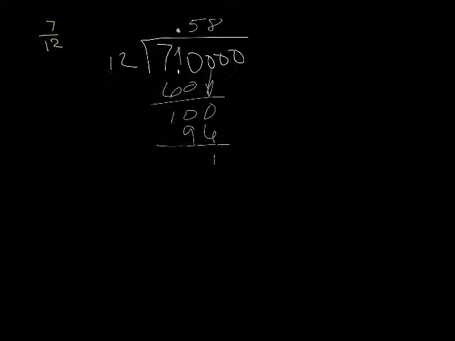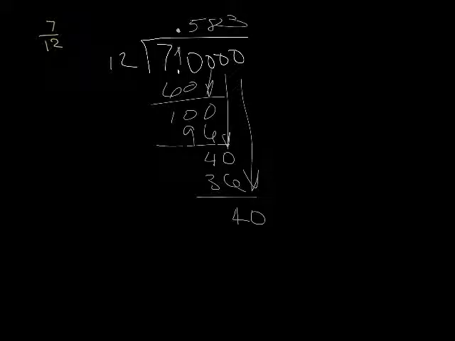And we have 4 left over. Bring down a 0. 12 goes into 40 3 times. 3 times 12 is 36. Bring down another 0. 12 goes into 40 3 times. 3 times 12 is 36. And we have 4 left over.